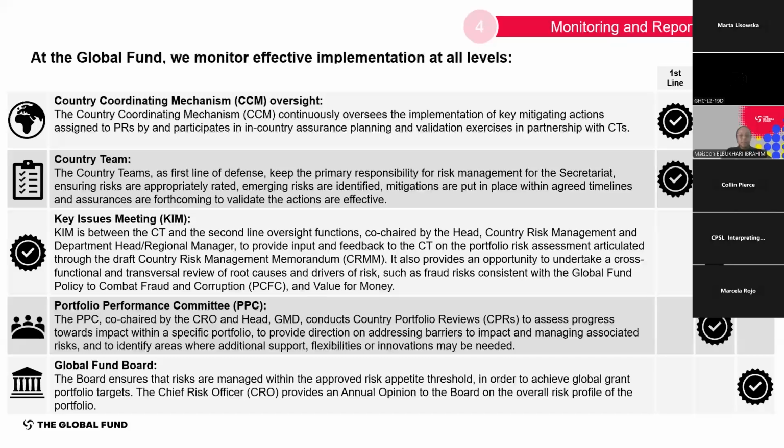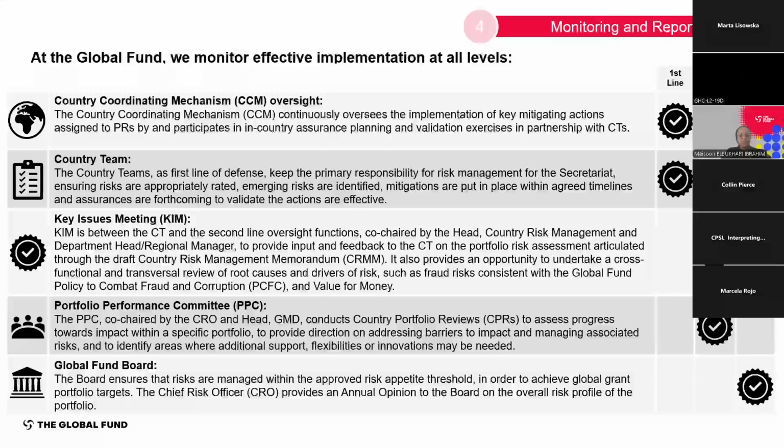Country teams, as the first line of defense, are responsible for monitoring the progress of prioritized mitigating actions during grant implementation. They assess the effectiveness and impact of these actions using information from various sources. And then the monitoring and reporting create a feedback loop that keeps risk rating, root causes, and mitigating actions up to date. As new risks emerge or the risk levels change, these are escalated to the senior management in the Secretariat for review based on agreed thresholds.